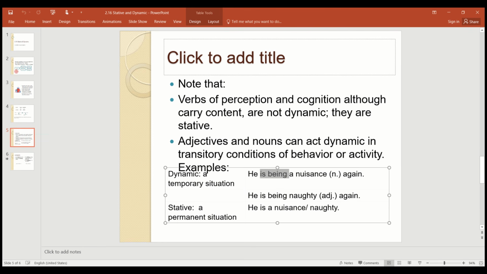Same thing with the adjective. He is being naughty again. "Is being" changes the adjective naughty from stative into dynamic. The normal case for the noun and adjective would be having this stative and permanent situation, the static sense of nouns and adjectives, which is: He is a nuisance, he is naughty. So in this case, the noun and the adjective are stative.